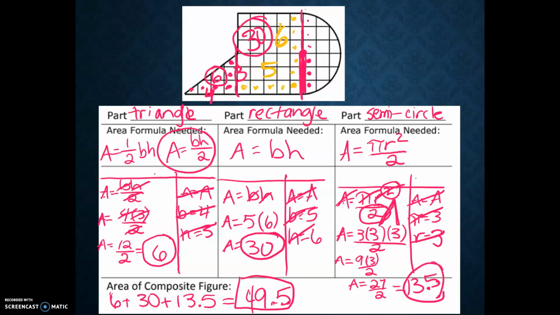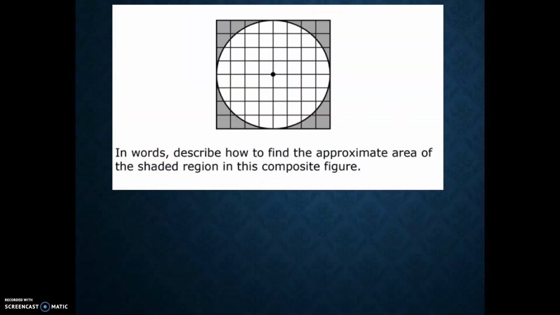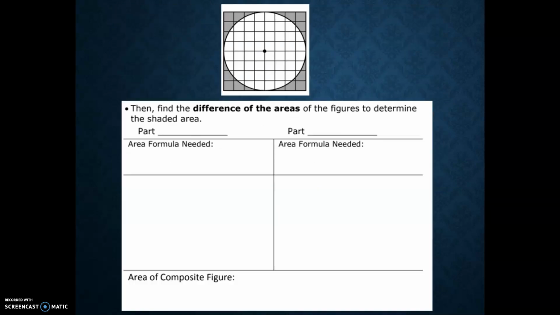Alright, let's go on to the next part real fast. In this part it says, in words describe how to find the approximate area of the shaded region in this composite figure. Go ahead and take a moment and think about it, then pause the video and come back and see if you wrote kind of the same thing. Think about what you're having to find here and how we would find that. How we would find it is actually finding the area of both shapes and then subtracting. If you wrote something like that, then you're good to go.